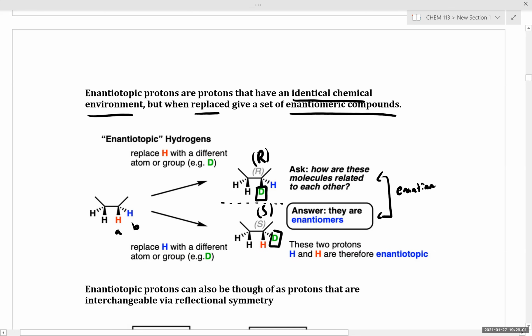Does everyone see how these 2 structures are enantiomeric? They have a single stereocenter, a single center with 4 unique substituents, and they have the exact opposite configuration at every single stereocenter. Does that make sense?